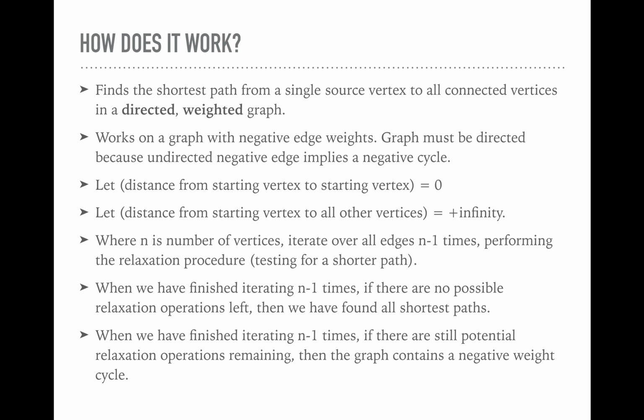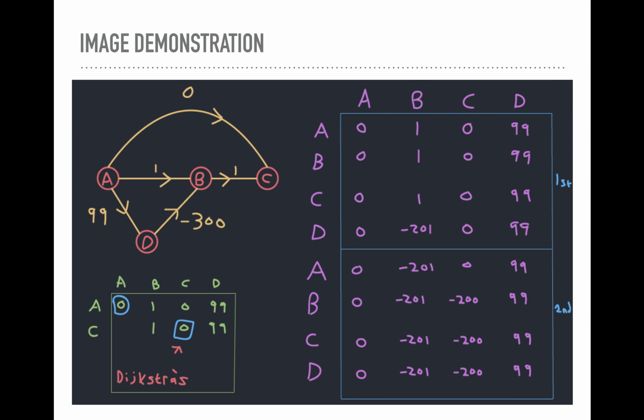Where n is the number of vertices, we're going to iterate over all edges in the graph n minus 1 times, performing the relaxation procedure, which is where we test for a shorter path. When we finished iterating n minus 1 times, if there are no possible relaxation operations left, then we found all shortest paths. If there still are potential relaxation operations remaining, then the graph contains a negative weight cycle. So that was just a quick introduction. We'll do the real learning here.